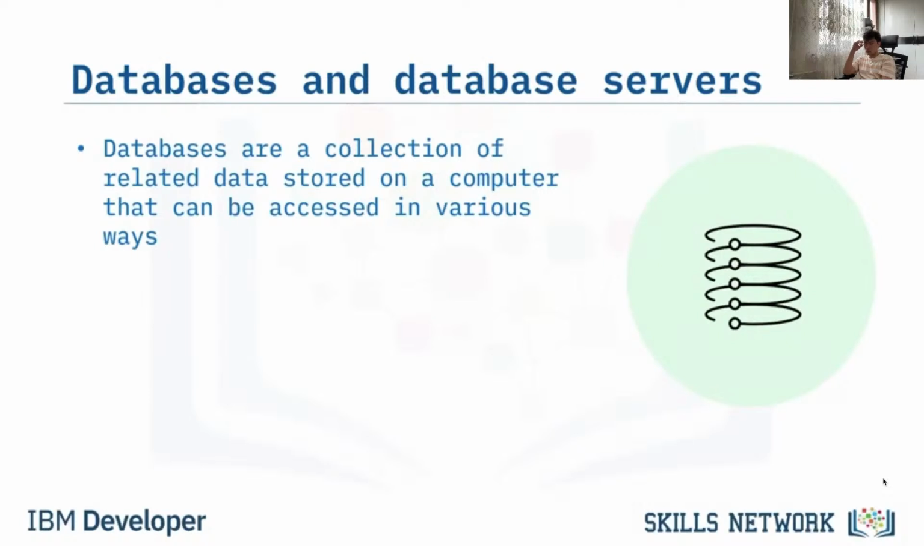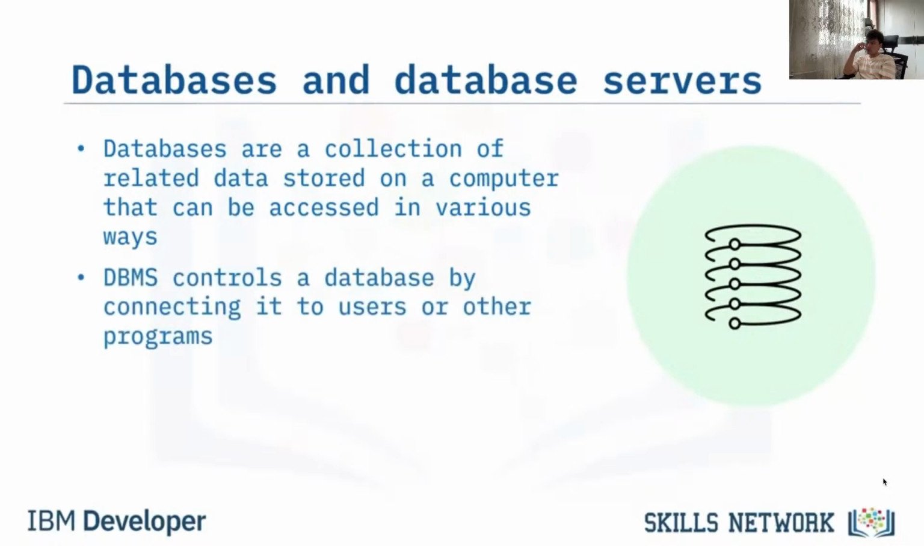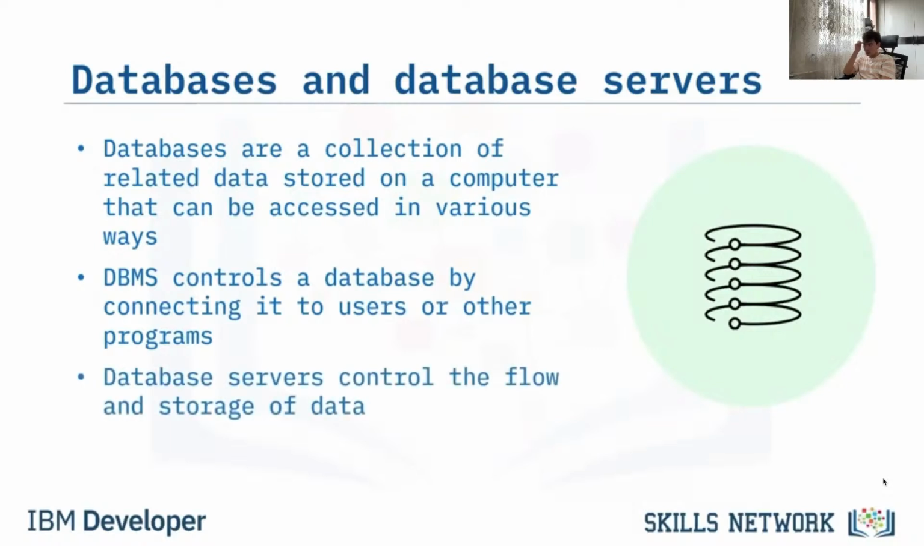Finally, a database is a collection of related data stored on a computer that can be accessed in various ways. A database is usually controlled by software called a database management system, or DBMS. The DBMS controls a database by connecting the database to users or other programs. The database server controls the flow and storage of data. The DBMS connects the database server to an application so data stored in the database can be retrieved or manipulated by the application.